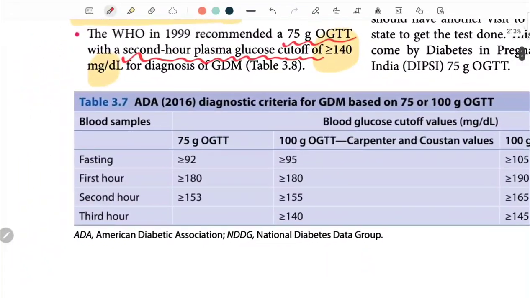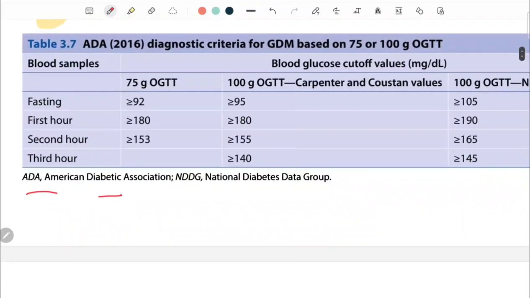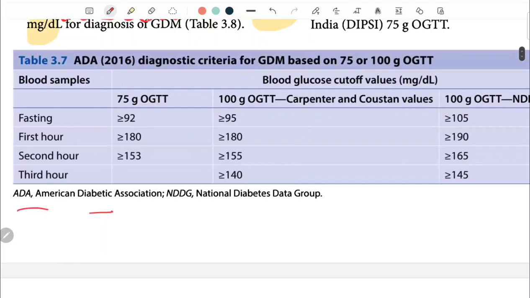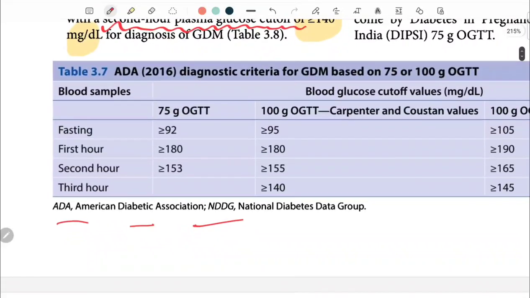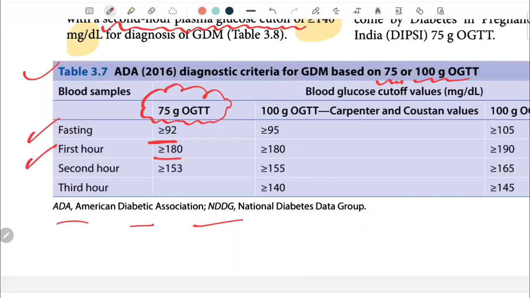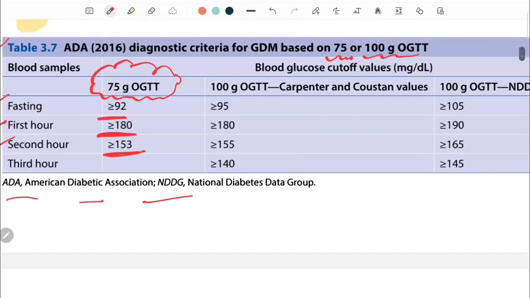This is the American Diabetes Association, along with the NDDG cutoff values and Carpenter and Coustan values. This table is more than enough to know both the 75 gram OGTT and 100 gram OGTT. First look at the 75 gram OGTT cutoff: fasting 92, first hour 180, second hour 153. All these three values are important.